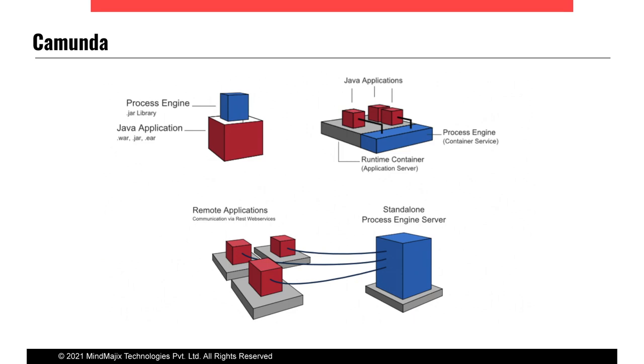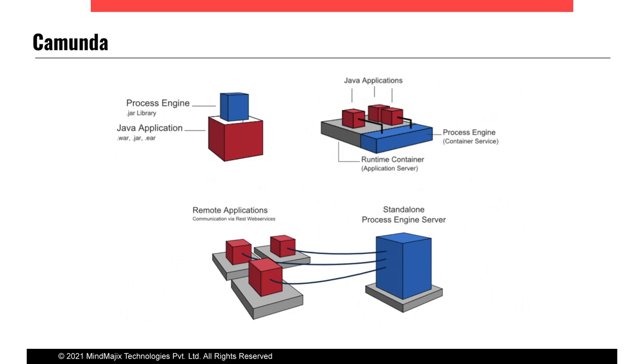Now, in this way, this process engine can easily be started and stopped with the application lifecycle. So when you start the application, the process engine will start. When you stop the application, the process engine will stop. So based on your requirement, you can go to use this embedded process engine.